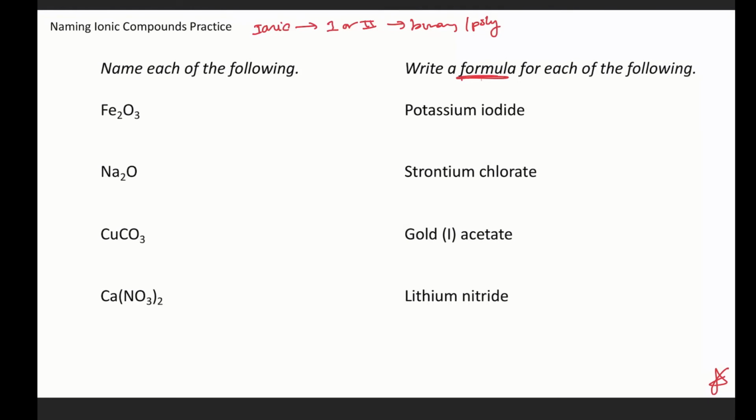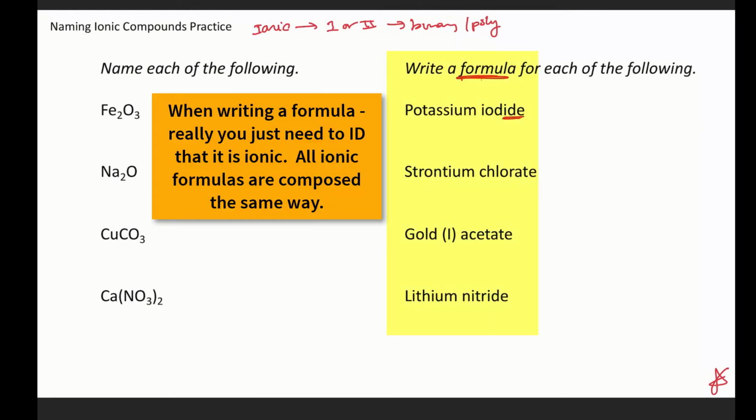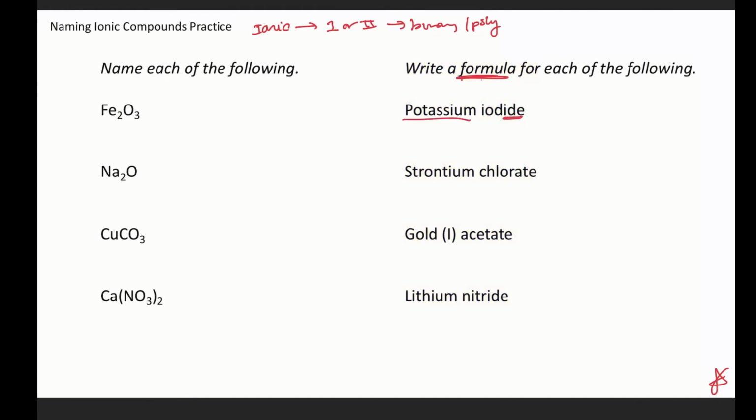So potassium iodide. Iodide is a clue, right? What does that tell you? It tells you that it's binary. And potassium is a metal. Iodide comes from iodine. So we know that this is potassium, which has a charge of plus, and iodine, which has a charge of minus. We would know that from looking at our periodic table.